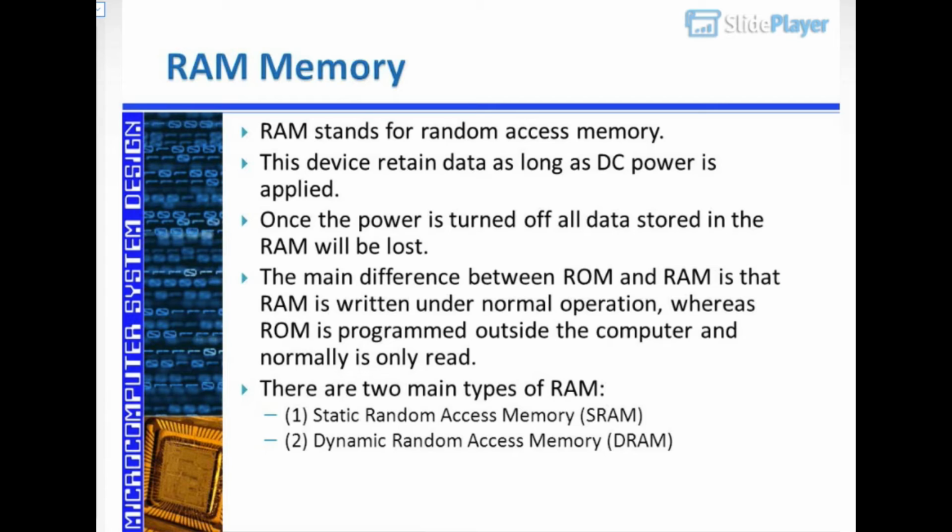RAM memory. RAM stands for Random Access Memory. This device retains data as long as DC power is applied. Once the power is turned off, all data stored in the RAM will be lost. The main difference between ROM and RAM is that RAM is written under normal operation, whereas ROM is programmed outside the computer and normally is only read. There are two main types of RAM: 1. Static Random Access Memory, SRAM. 2. Dynamic Random Access Memory, DRAM.